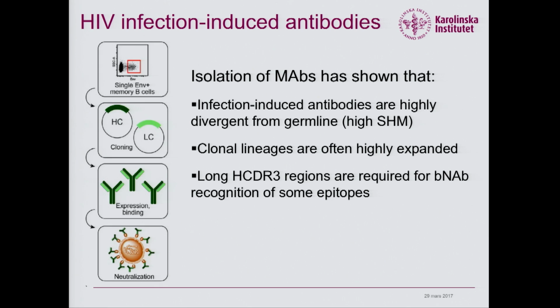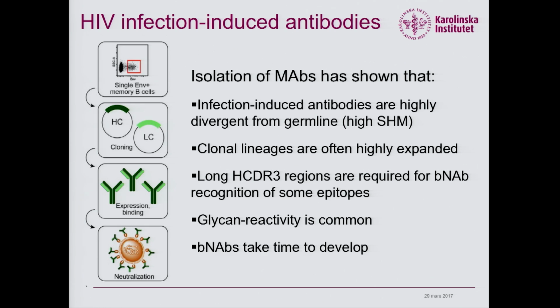In addition, certain antibodies, and specifically those that target some broadly neutralizing antibody epitopes, have unusually long HCDR3 regions, more so than the average antibodies you find in the repertoire. Another unusual property is that many of these antibodies are glycan reactive. And of course, we're well aware of the fact that broadly neutralizing antibodies take years to develop.